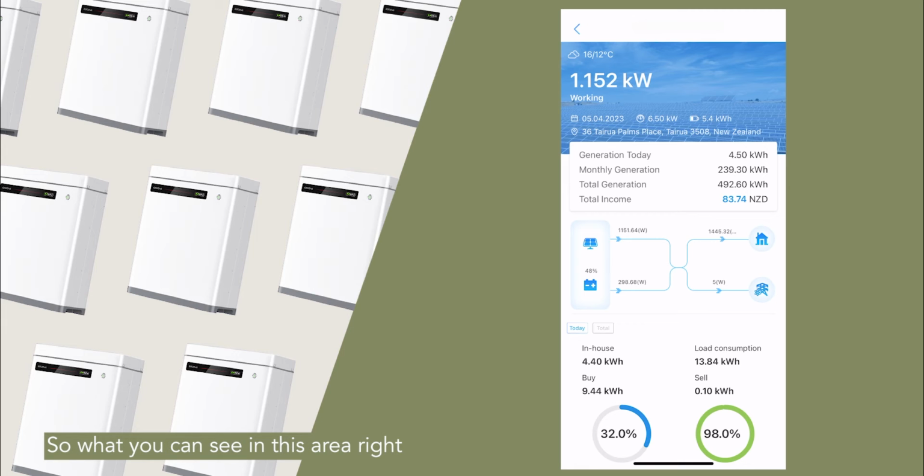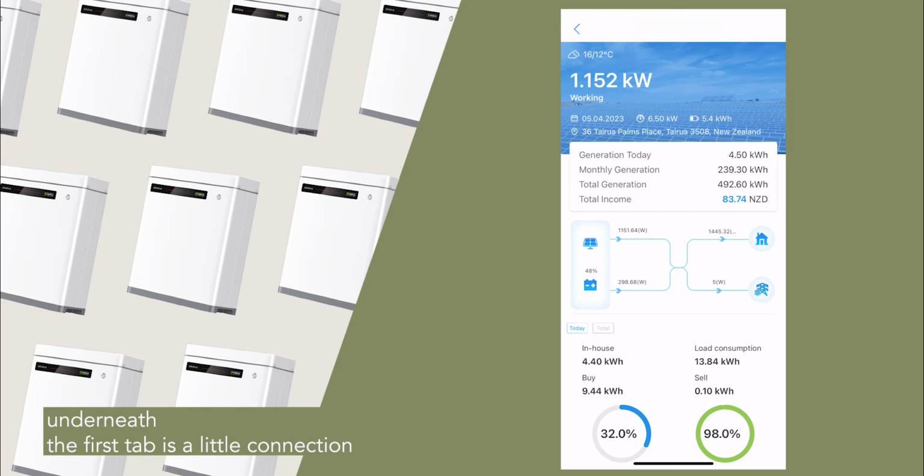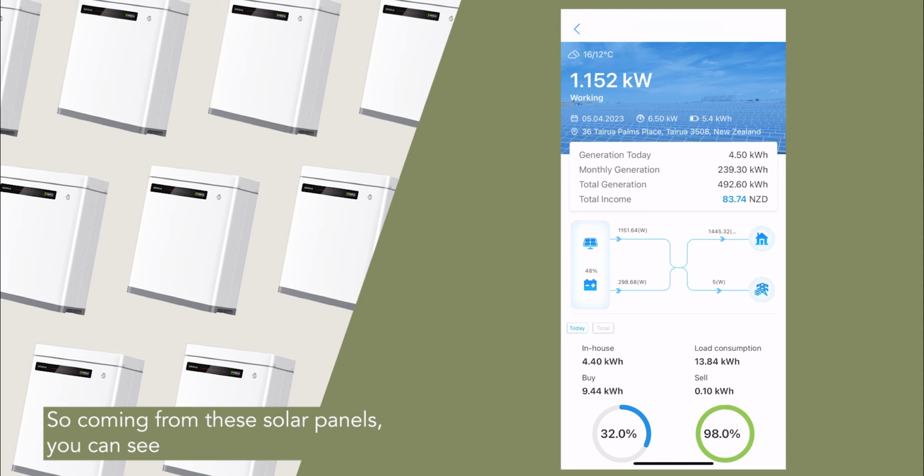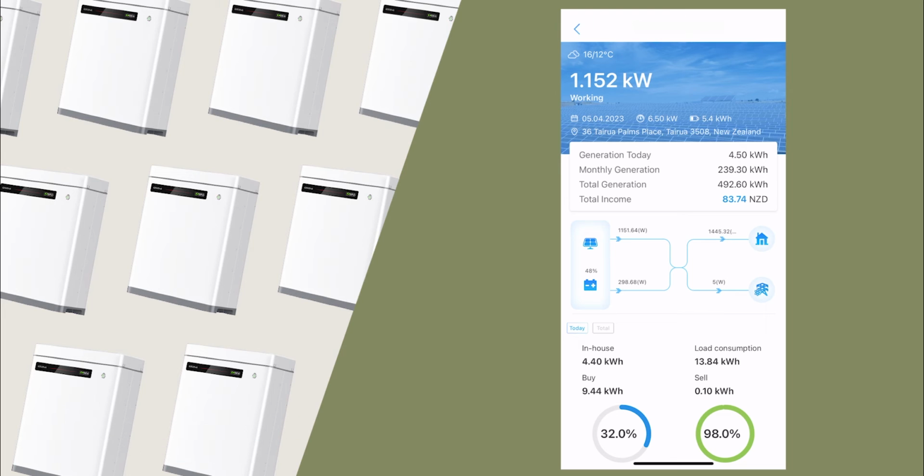So what you can see in this area right underneath the first tab is a little connection guide as to what is happening at different aspects of your site. So coming from the solar panels, you can see 1,151 watts, as well as the battery is discharging 298 watts and it is charged currently at 48%. The home itself is using 1.445 kilowatts of power, of energy.